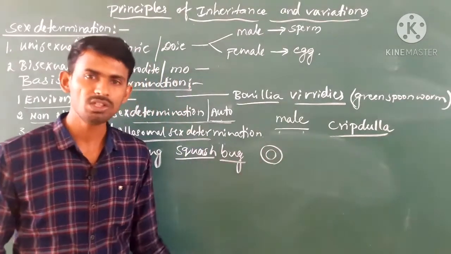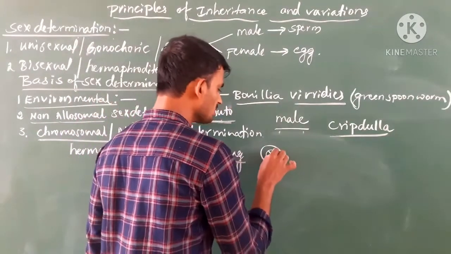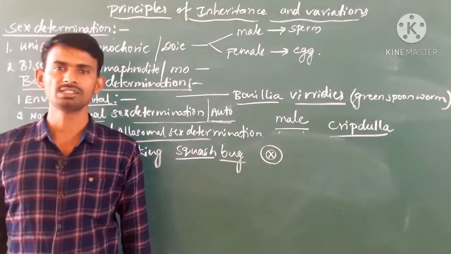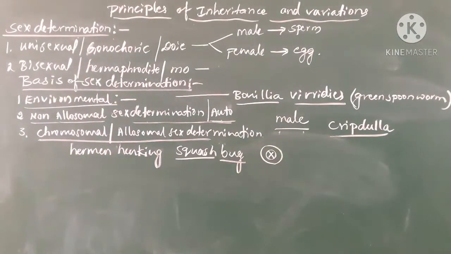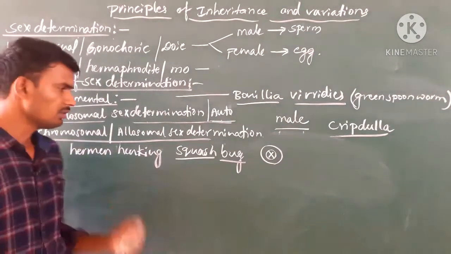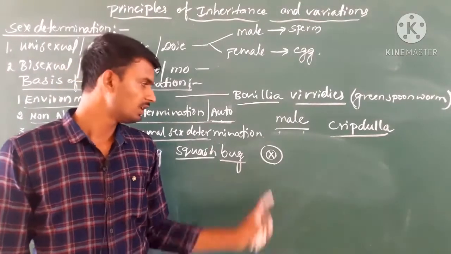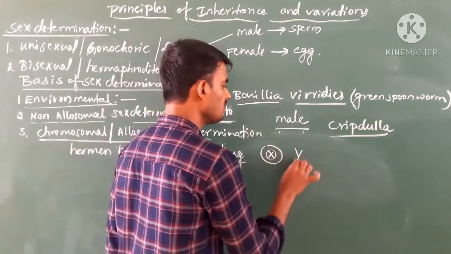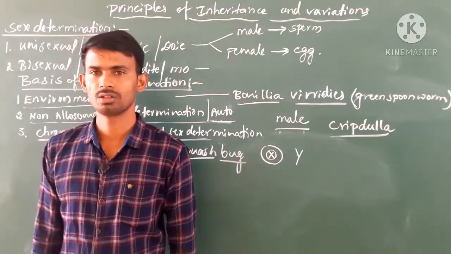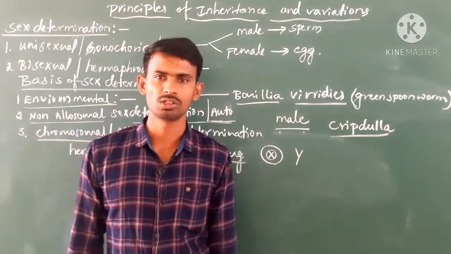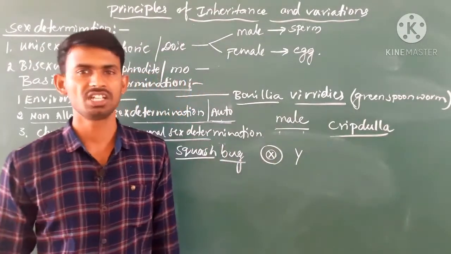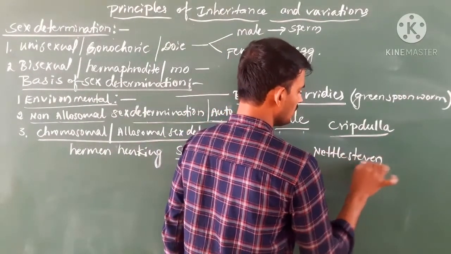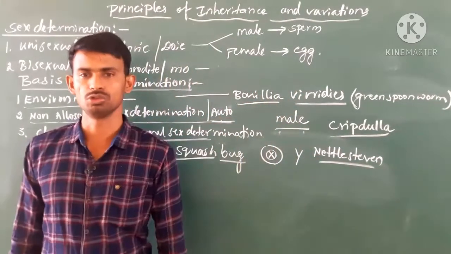Those sperms that contain the one extra chromosome are called the X body. The remaining 50% of the sperms do not contain such an X chromosome. These are called the Y chromosomes. The Y chromosome was identified by Nettie Stevens.